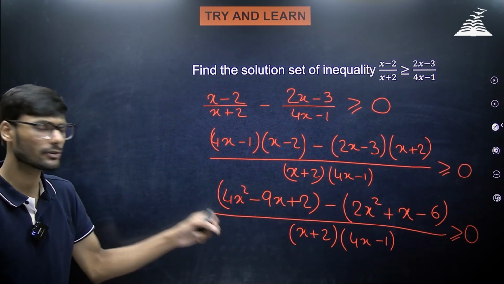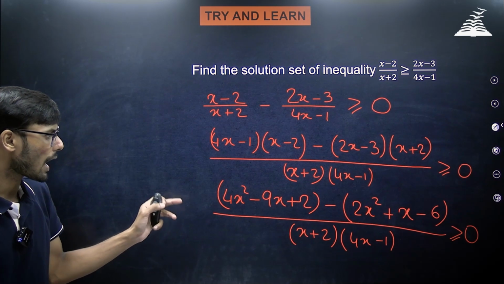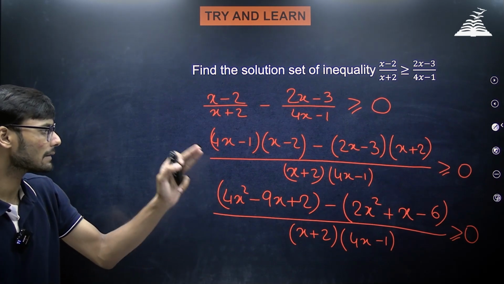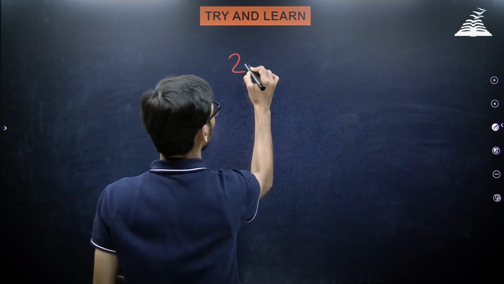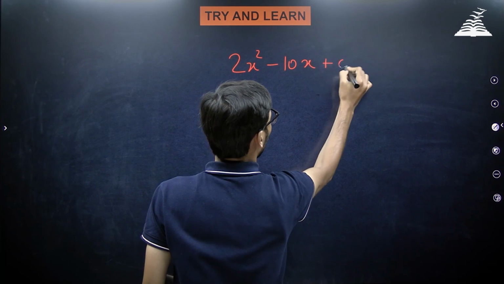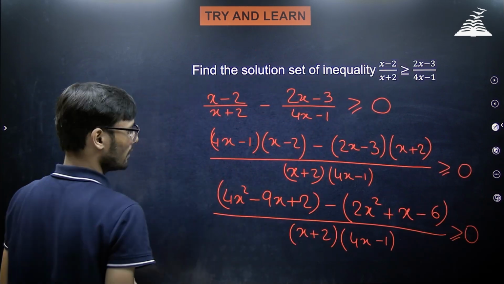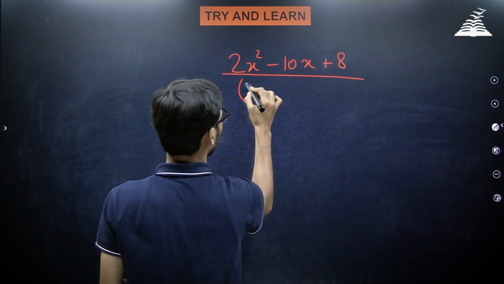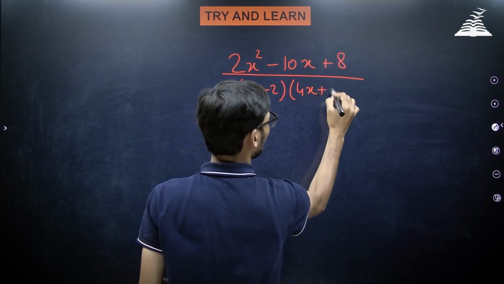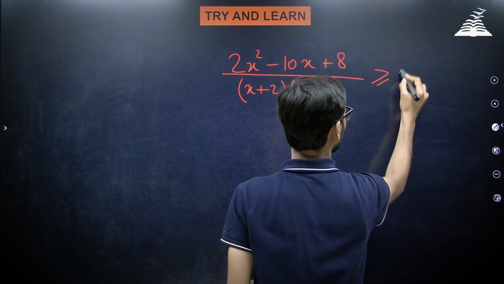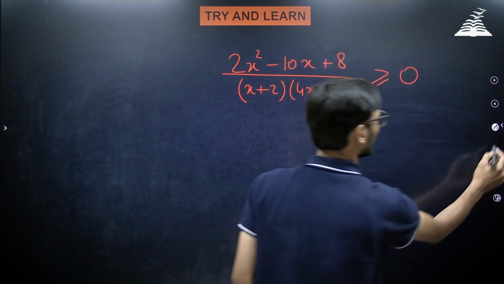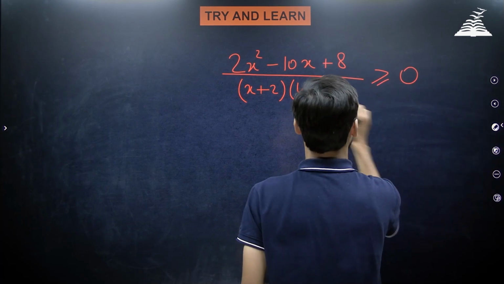So let's go to the next page and write it down. We are getting (2x square minus 10x plus 8), whole divided by (x plus 2) into (4x minus 1), that is greater than or equal to 0, right? Not plus 1, this is minus 1.